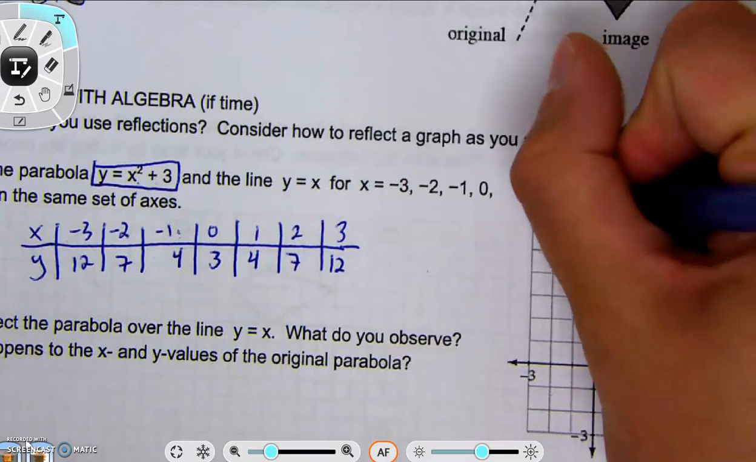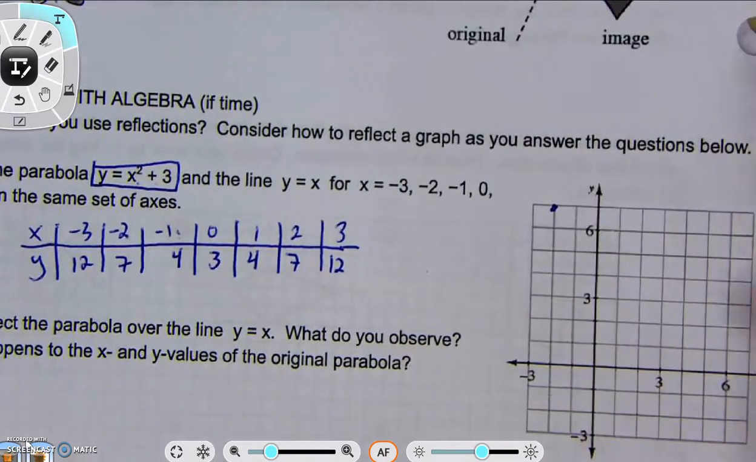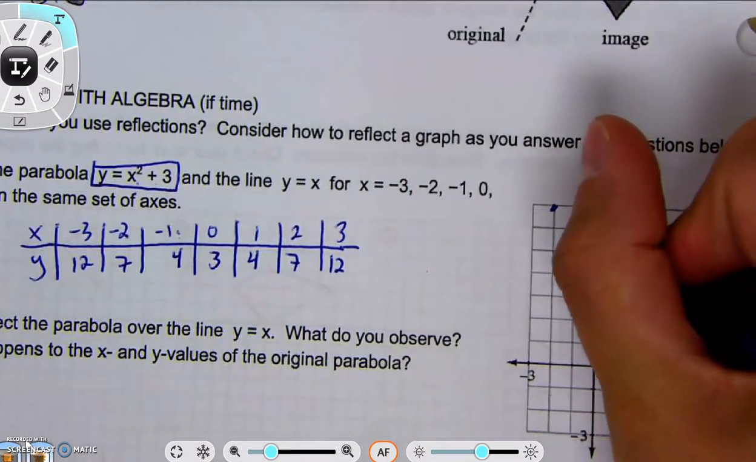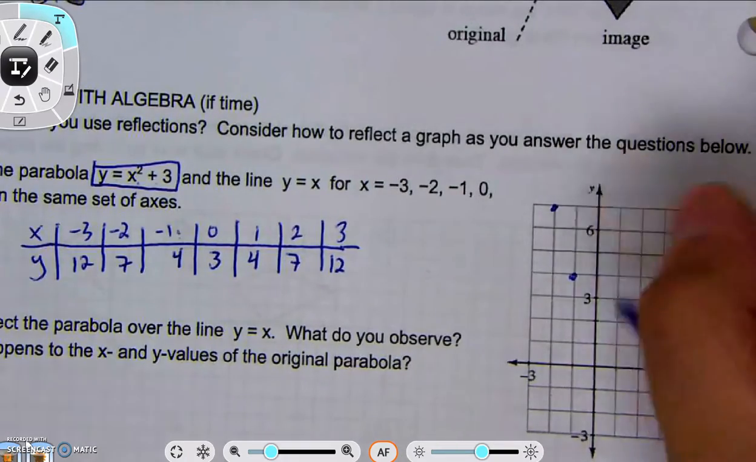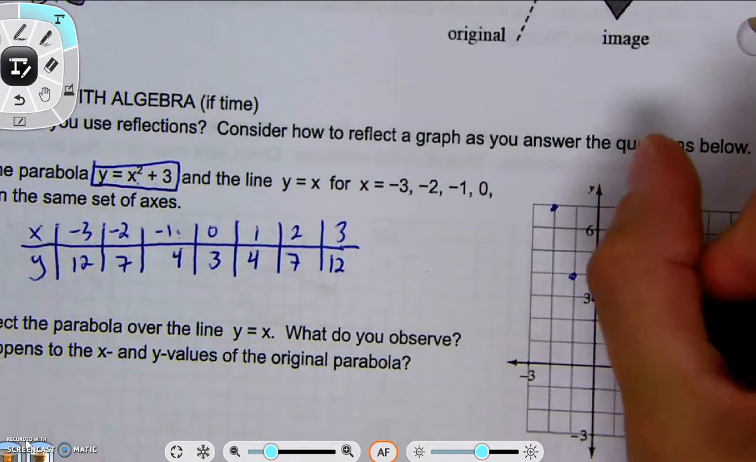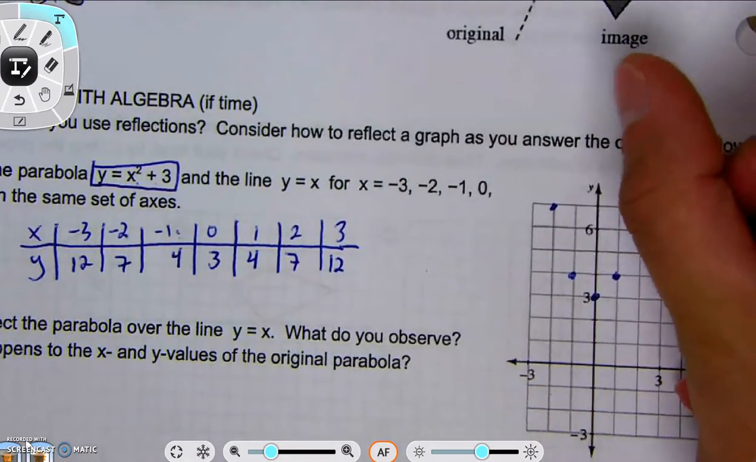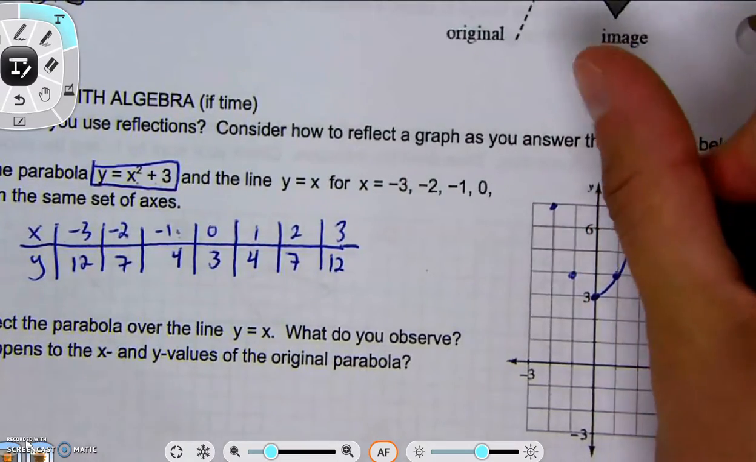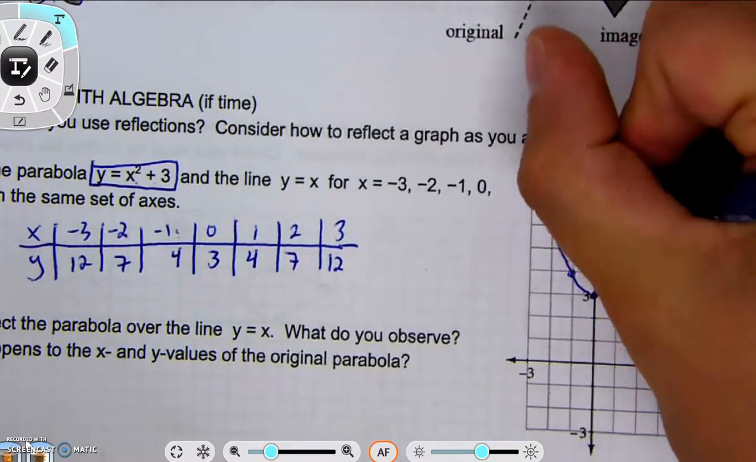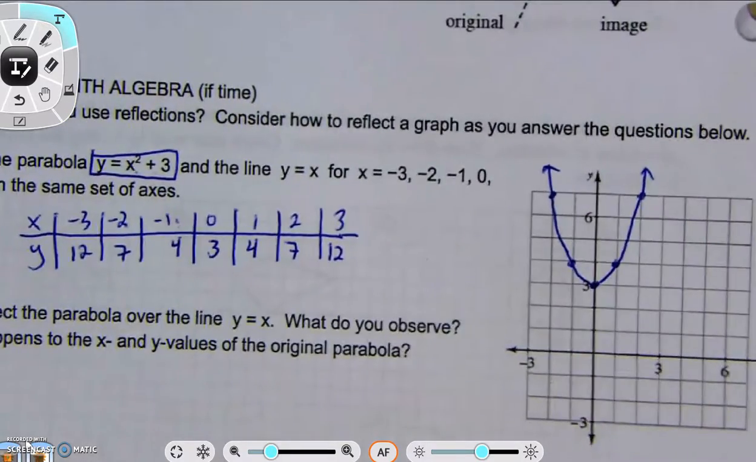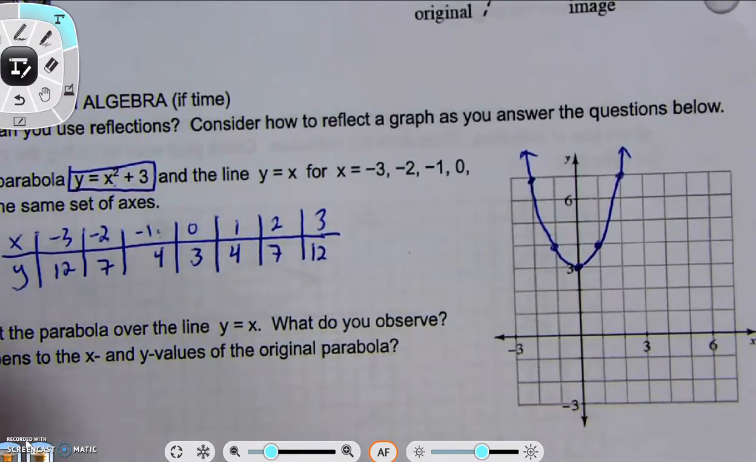So -2, 7. We have -1, 4. We have 0, 3. We have 1, 4. And the last point that we can graph on this graph is 2, 7. So we definitely see that we have a parabola, and it's going to look something like that. So that's what we're going to call a pre-image. That's what we start with.